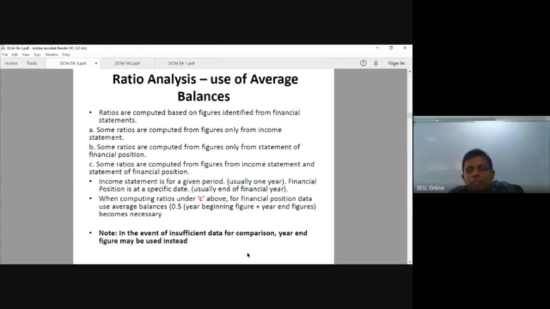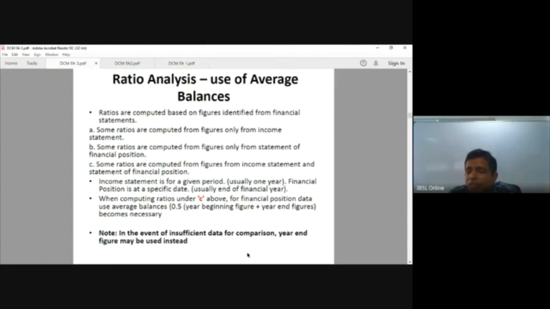Under point C, if a ratio is calculated with figures from the income statement and the balance sheet, the balance sheet figure should be an average one. Right. I hope this is very clear for all. If you have any questions, because when it comes to calculation in the exam, some people miss this point. This is very crucial.